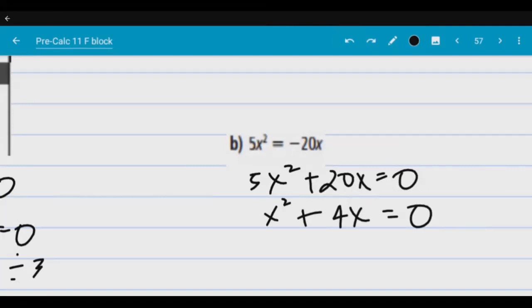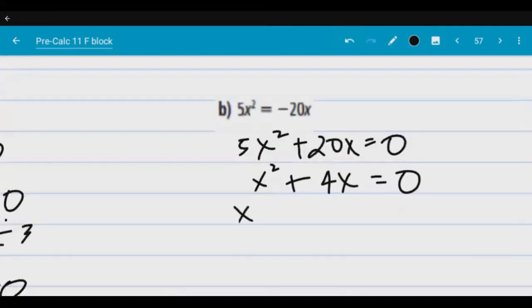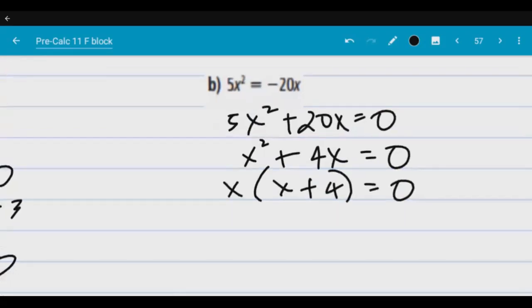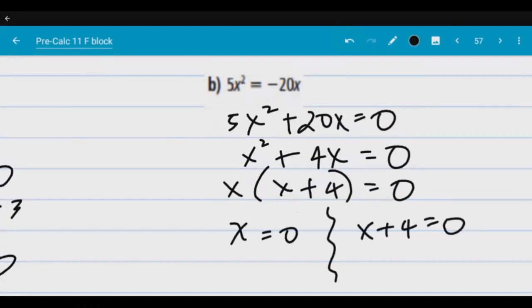All right. So what's the next step here? Factor out the x. And there are your two factors. Now, guys, be careful here, because what you need to do is you're going to split these two factors up again into two parts and make it equal to 0. One factor is this, the other factor is this. Therefore, x is equal to 0 and x plus 4 is equal to 0. The left side is already done. The right side gives you x equals negative 4.